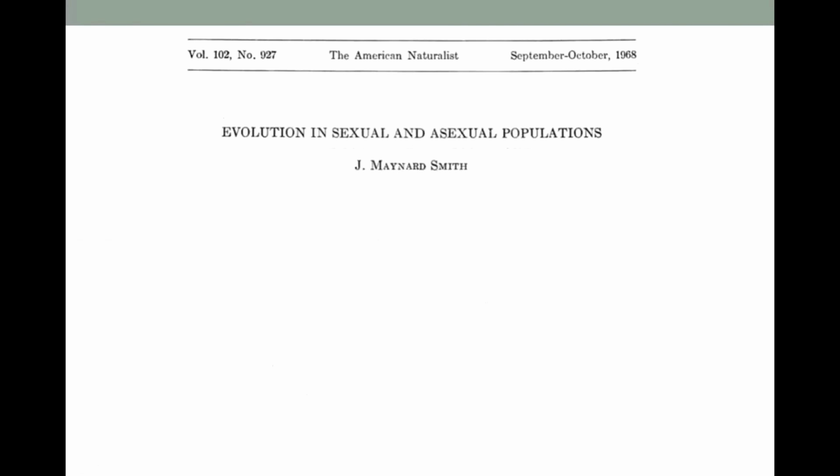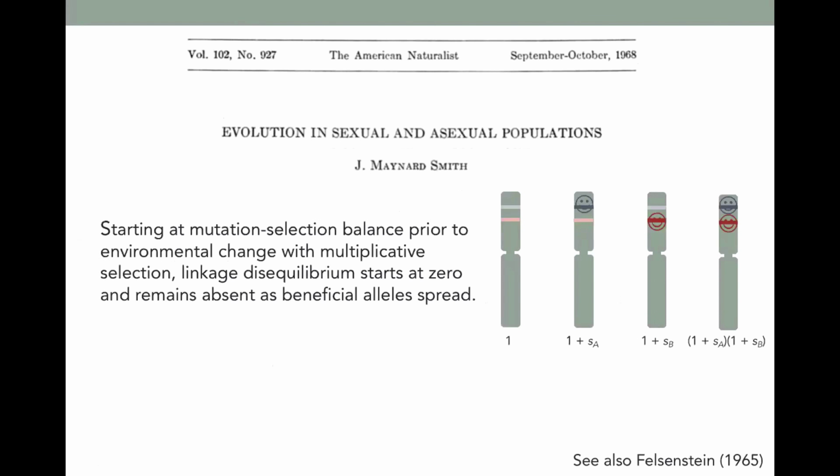But soon thereafter, Maynard Smith in 1968 raised a counter argument and developed a mathematical model that questioned whether selective interference was important at all. In this model, he started the population at mutation selection balance prior to an environmental change, and he assumed that there were no fitness interactions, or no epistasis, between the loci, so that their fitness effects just multiplied together as shown here.